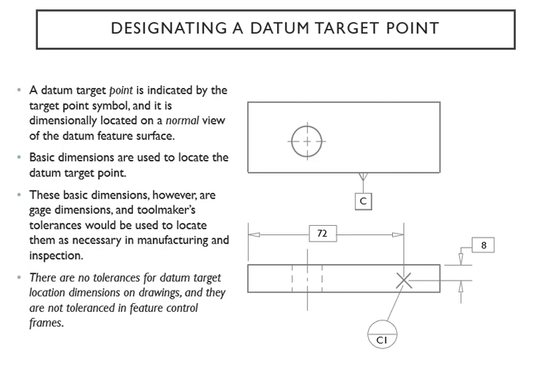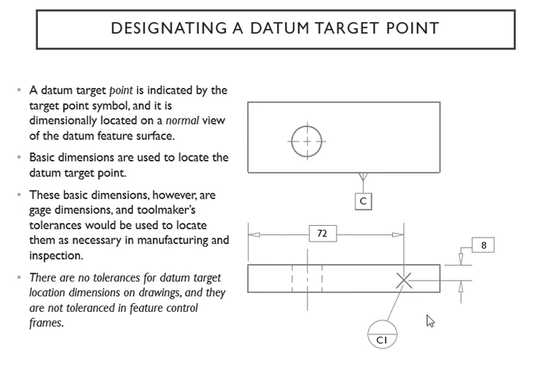So let's take a look at the datum target point. You're going to indicate it with a symbol like this, okay? Of course, on a normal view, your basic dimensions. Sometimes we use this to locate that datum point. So here are the basic dimensions, and now here you can see the datum target point right there, showing you. The basic dimensions are your gauge dimensions or your toolmaker tolerances. So it's easy for you to locate when you're doing the manufacturing or inspection in real life.